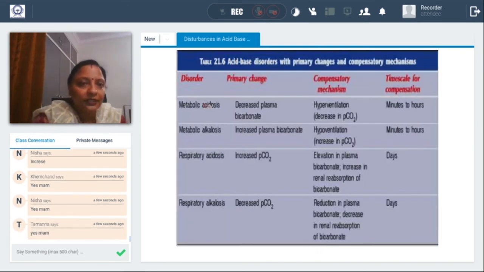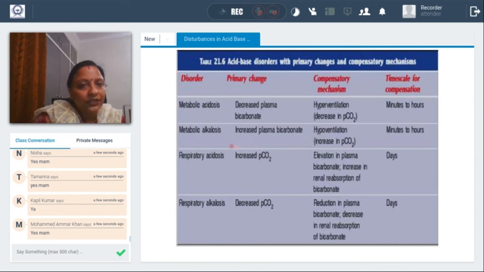So you can see here, this is the disorder. This is metabolic acidosis, primary change, decreased plasma bicarbonate, as I told earlier. And the compensatory mechanism is hyperventilation, or decrease in PCO2. You all know, and the time scale for compensation is minutes to hours, because this is a respiratory mechanism, and respiratory mechanism is faster. Then renal, you all know.